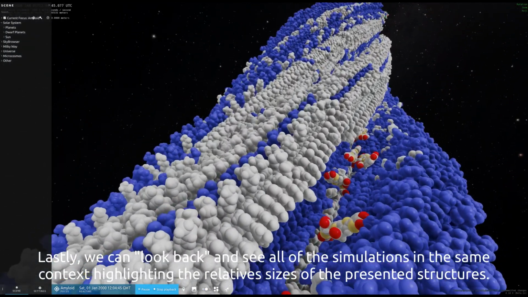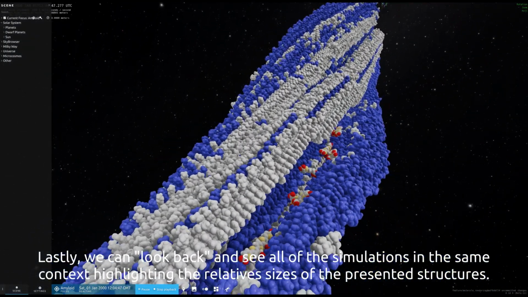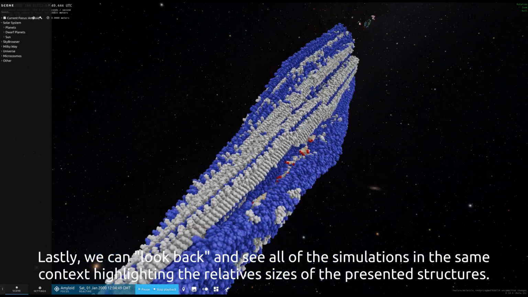Lastly, we can look back and see all of the simulations in the same context, highlighting the relative size of the presented structure.